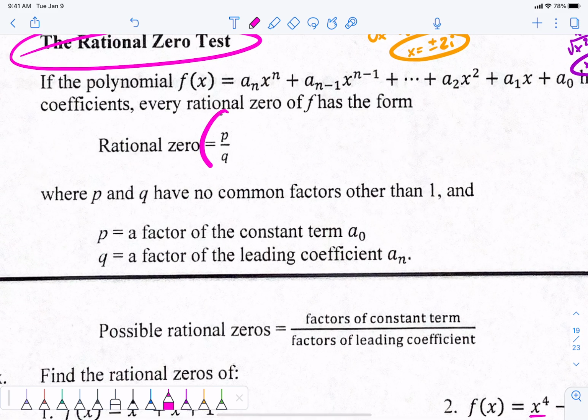which I call the P over Q method. It's kind of unpleasant. It really actually is. The P over Q method. It's not too bad, but it's just cumbersome. It's very cumbersome. Okay. So the P over Q method.